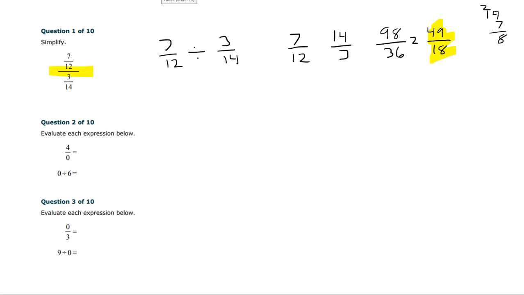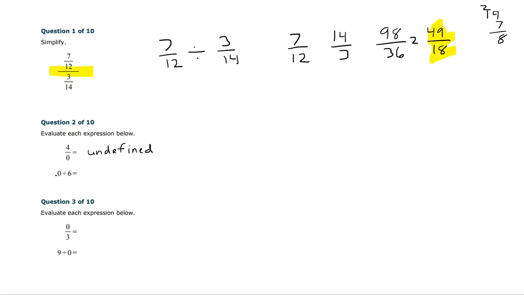49/18. Now the next set of questions ask you to evaluate each expression below. This is something that a lot of you missed on your multiplying and dividing integers quiz, so I went ahead and put this on this complex fraction assignment as well. So 4 divided by 0 is undefined. Anytime you have a 0 underneath your fraction, we call that undefined. You can't divide a number by 0. Okay, so just remember that if the 0 is under, it's undefined.